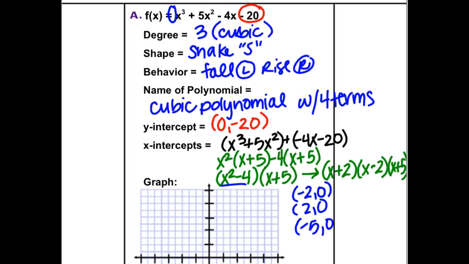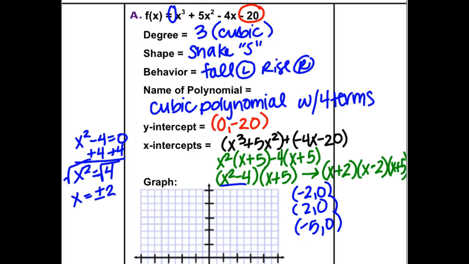Now, if you don't see that x squared minus 4 right away, go ahead and set it up and solve for zeros. So you could have also done x squared minus 4 equals 0. And then when you add 4 to both sides, you get x squared equals 4. And remember, when you square root, you get 2 answers. So you can go that route as well.